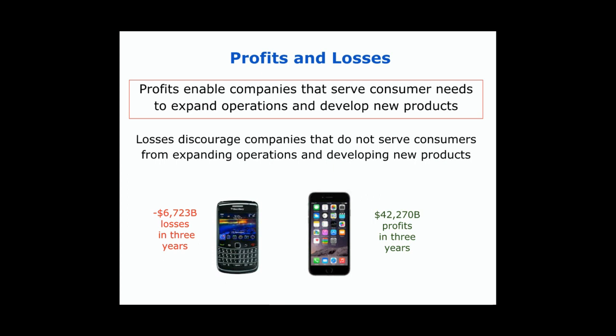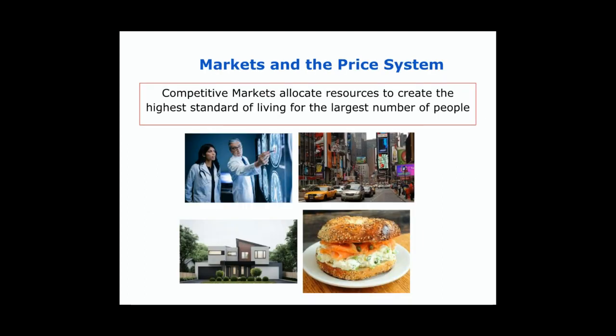When we spend money with companies that are able to make a profit, that means they're serving our needs well, and then they're able to expand their production of goods and services and do more of what makes us happy. So when we consider all this, we know that the market and price system, competitive markets, allocate resources in a way that creates the highest standard of living for the largest number of people.